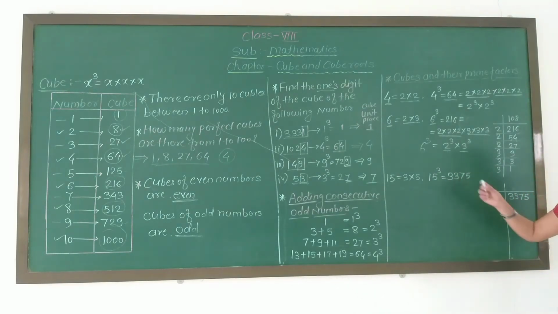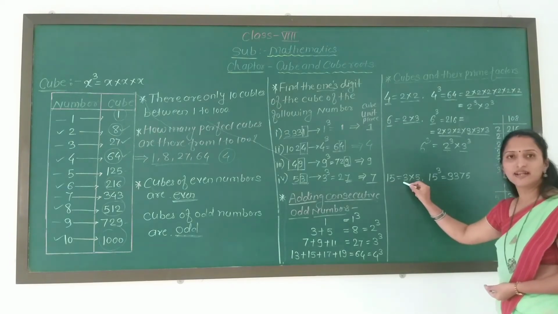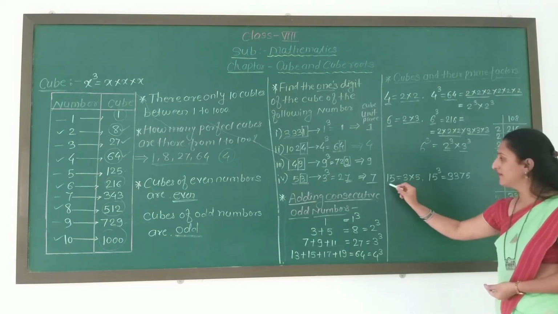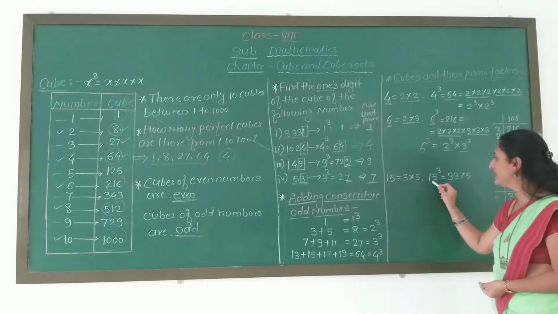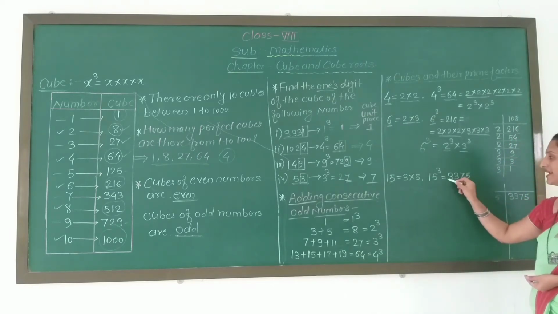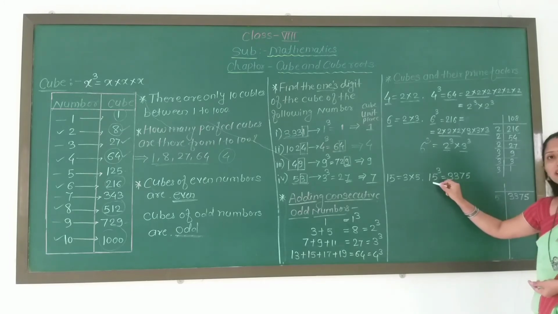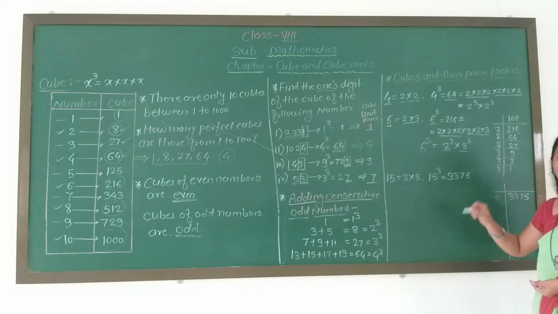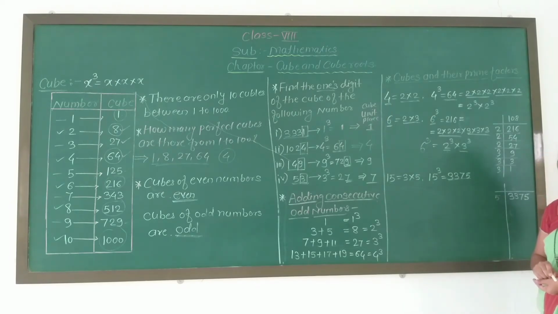Right? Consider one more example. Now 15. For 15, prime factors are 3 into 5. What is the cube of 15? 15 cube is 3375. How can we calculate this? Multiplying 15 three times, 15 into 15 into 15. We got the answer 3375.